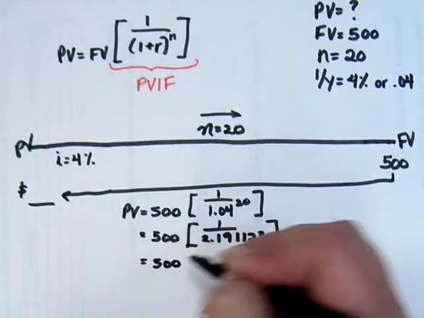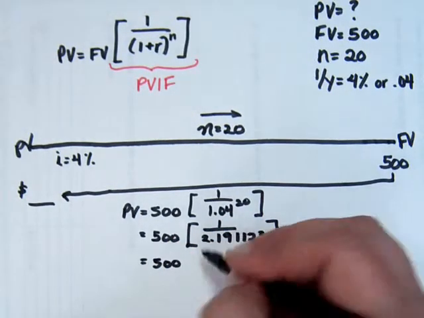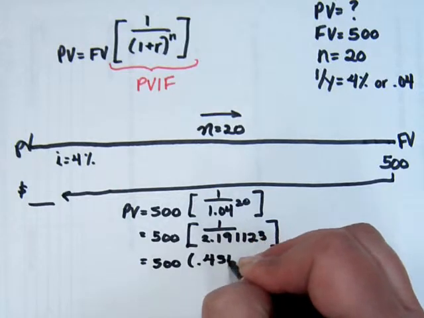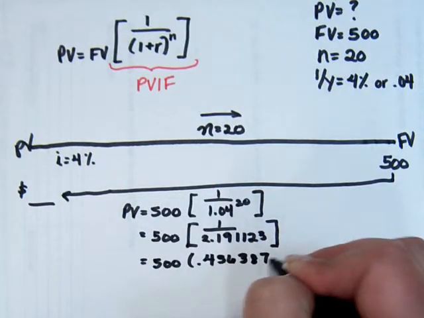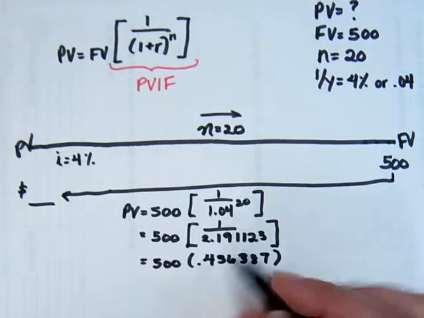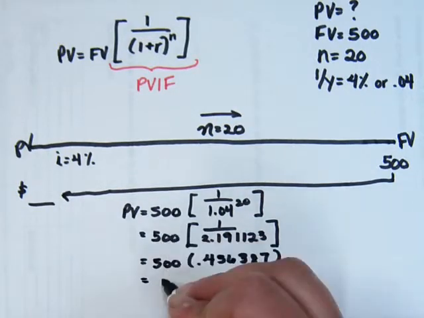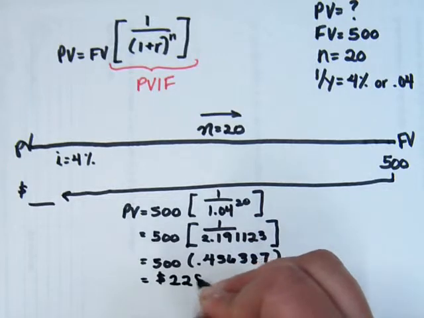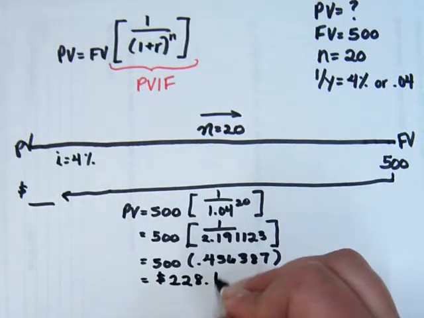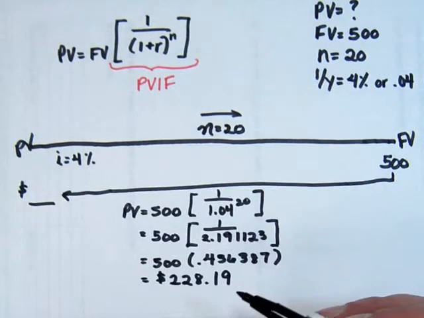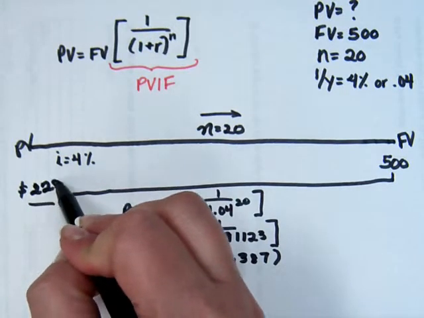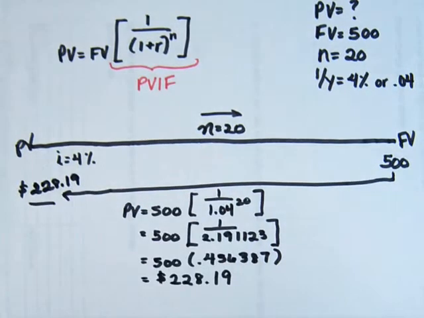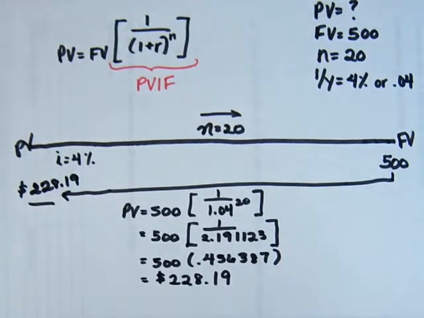Next, 500 times 0.45637. And when we multiply that through, we get a final present value of $228.19. And we can write that $228.19 on our timeline under the present value, and now compare the solutions that we get from the financial calculator.